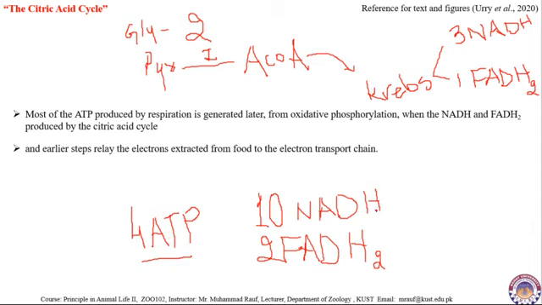Now these are the high energy electron carriers, and then they will enter into the electron transport chain and they will deliver their electrons, and they will further produce the major bulk of ATP.